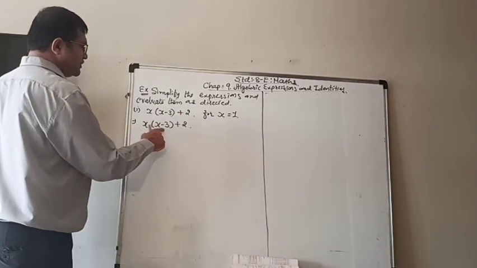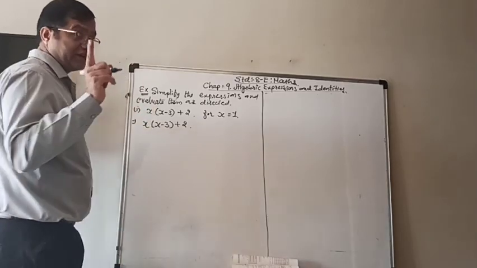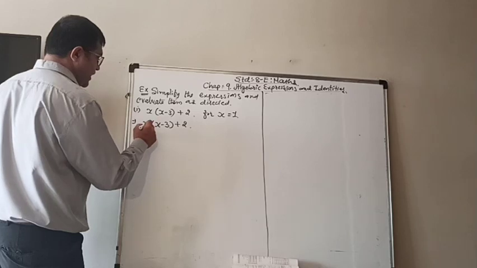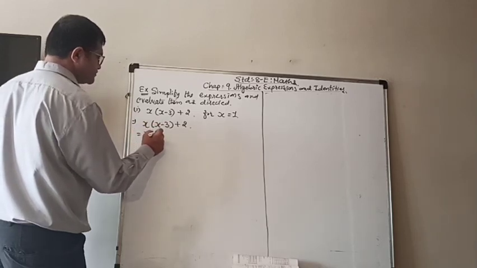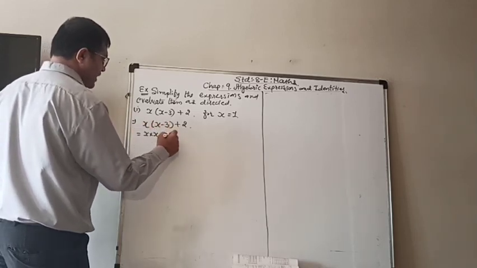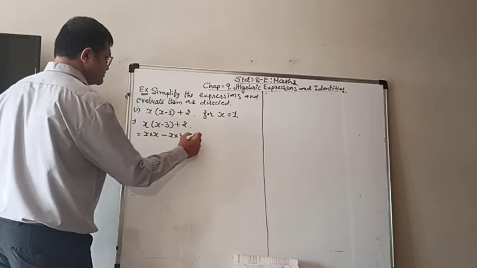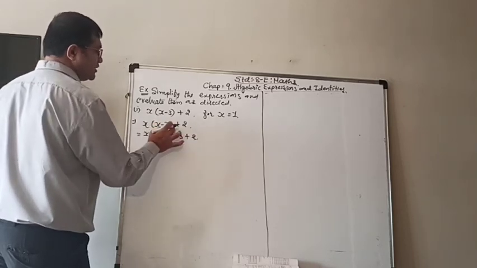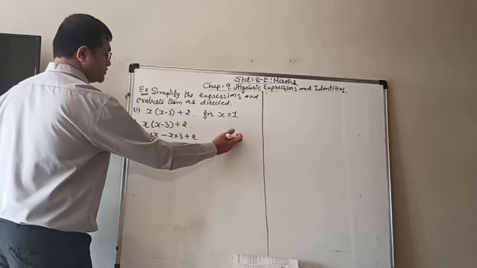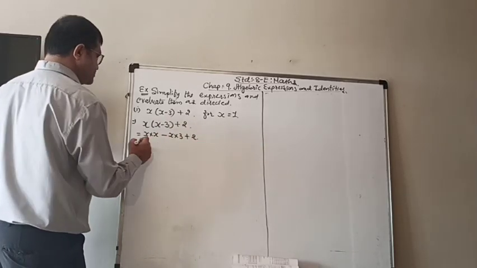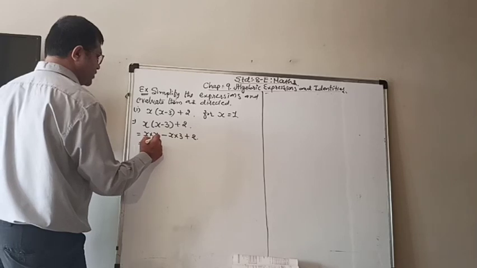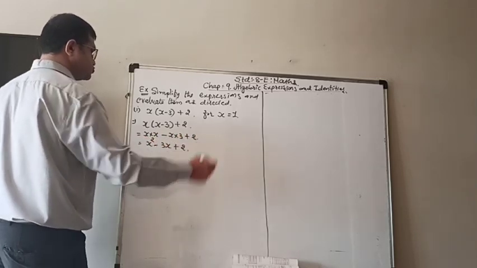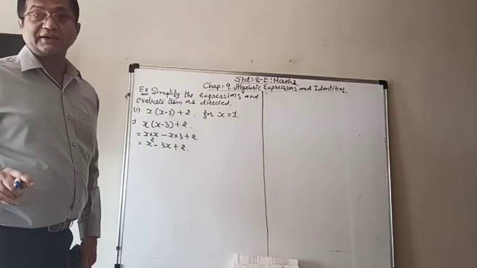Here monomial with binomial multiplication we already learned. So that is x multiplied by x minus x multiplied by 3, plus 2. This 2 should not be multiplied because it is not in the bracket, it is a separate term, so that will be written separately. So x into x is x square, minus 3x plus 2. So that is the simplification.